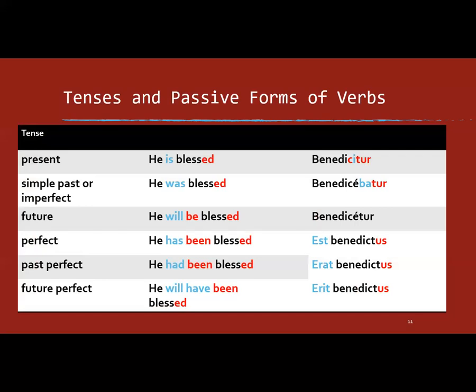So there we have the Latin participle, benedictus. Blessed is an English participle, right? So est shows it's the present perfect. Est is a present form of the verb to be. We have the present perfect, est benedictus. Then we have the past perfect, erat benedictus. And we have the future perfect, erit benedictus.